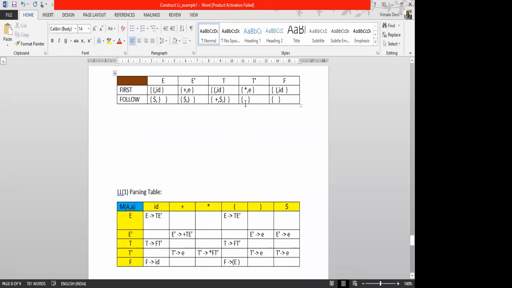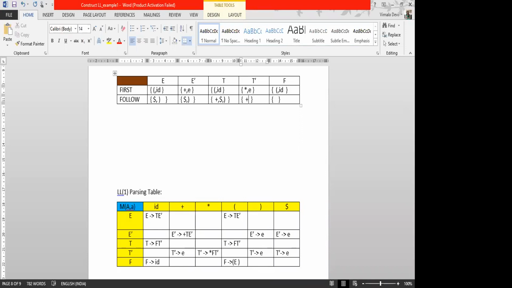I think T dash contained only the plus, dollar as well as close parenthesis. There is no star here. Star is present only in the follow set of T. So please make that correction: dollar, close parenthesis, as well as star. I think so. Anyhow, I'll correct if any mistake is there.